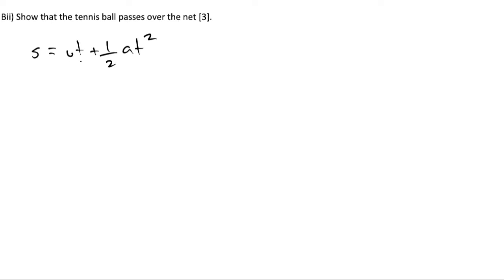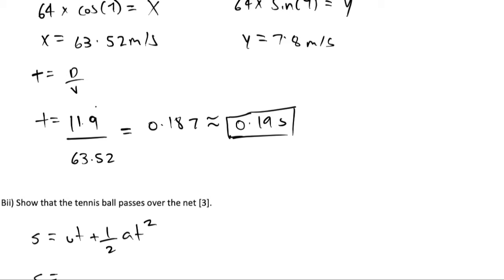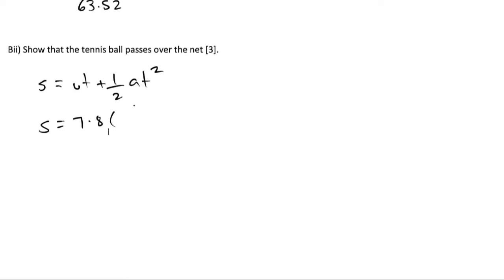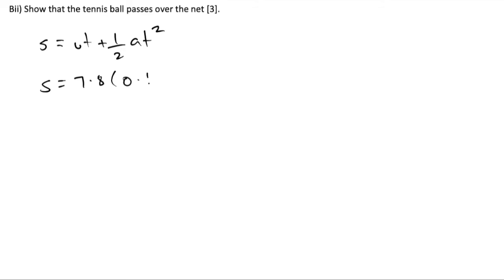Now we have all the necessary variables for this question. We have the initial velocity, which is the vertical component of velocity, which we calculated earlier. We have time, which we got from the previous question, and we have acceleration due to gravity, which of course we know is negative 9.81 meters per second squared. So let's sub all this into the equation. s is equal to the vertical component of velocity, 7.8, multiplied into the time, which we got last question as 0.19, plus half negative 10. Let's use negative 10, it's easier, and t squared, 0.19 squared.